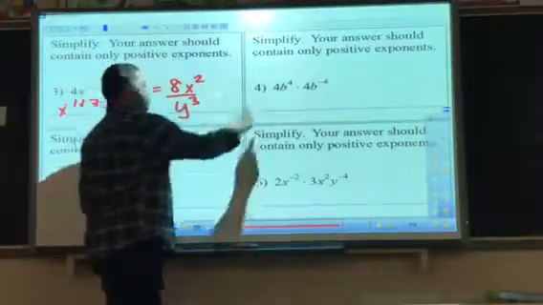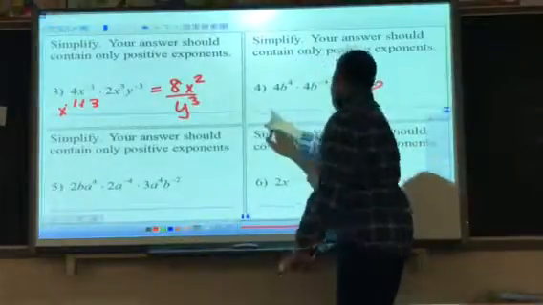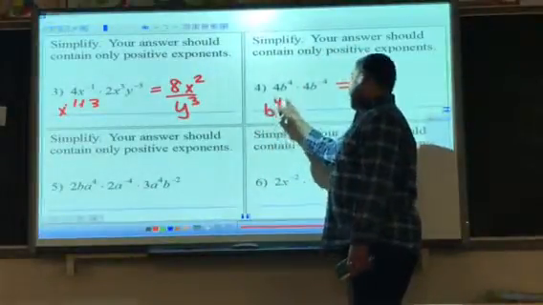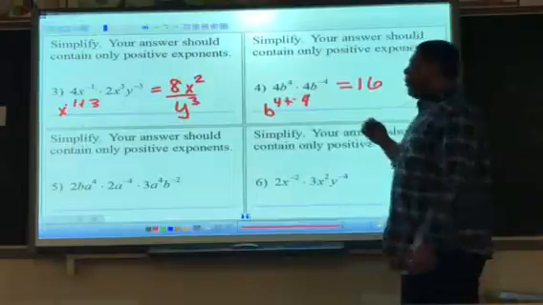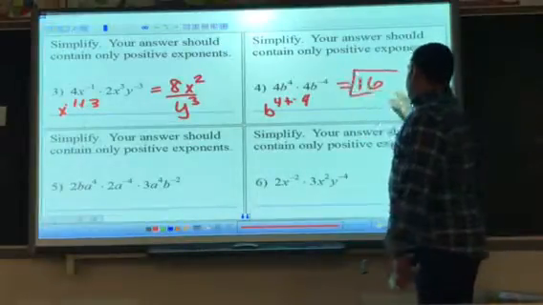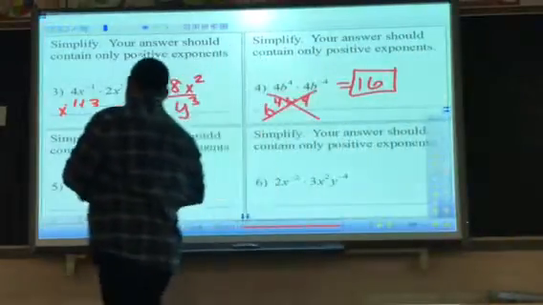Number 4. 4 times 4 is 16. With my b's, I'm adding my exponents. 4 plus negative 4, that's 0. Exponent of 0 means it's gone, so I don't need to write the b.